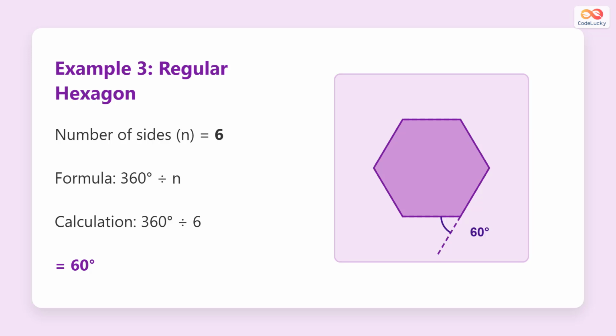For our third example, let us take a regular hexagon, which has 6 sides. Here, n equals 6. We divide 360 degrees by 6, resulting in an exterior angle of 60 degrees.